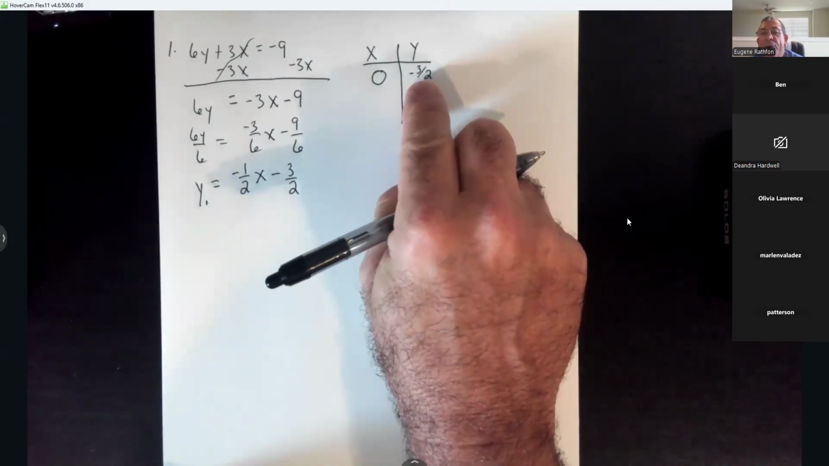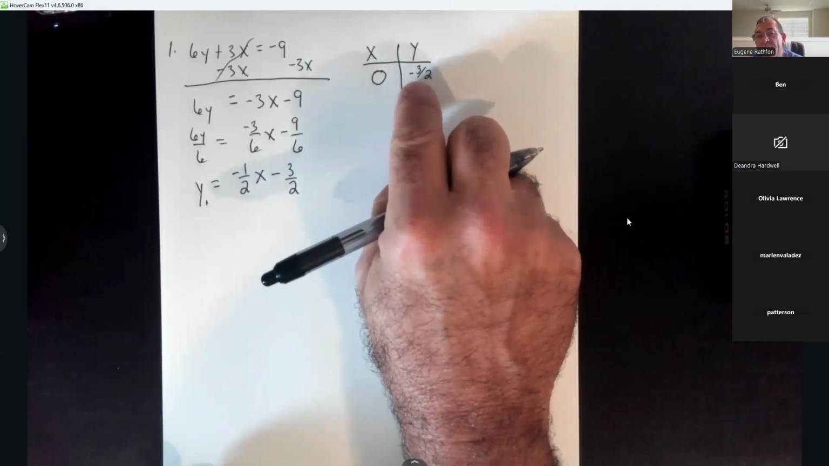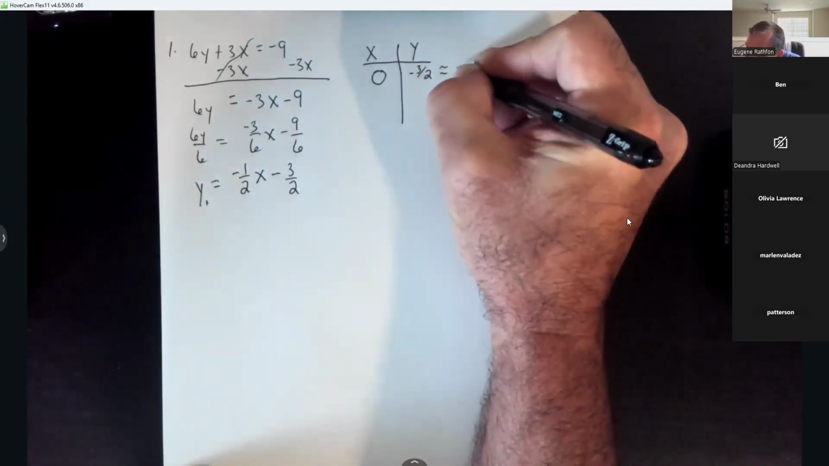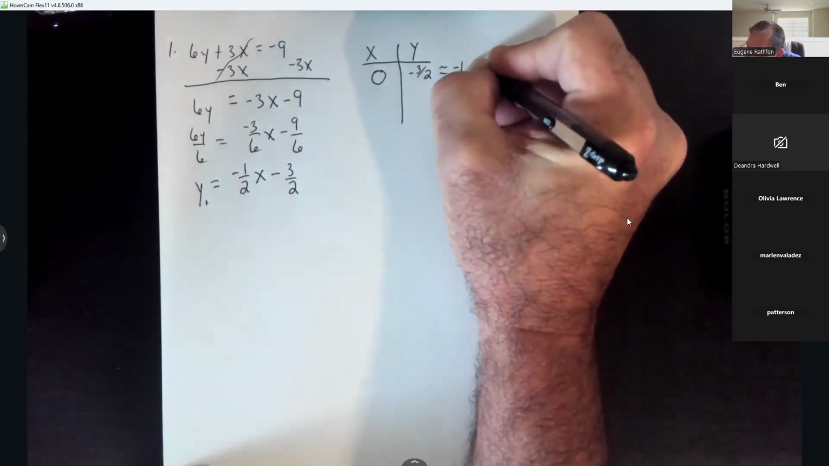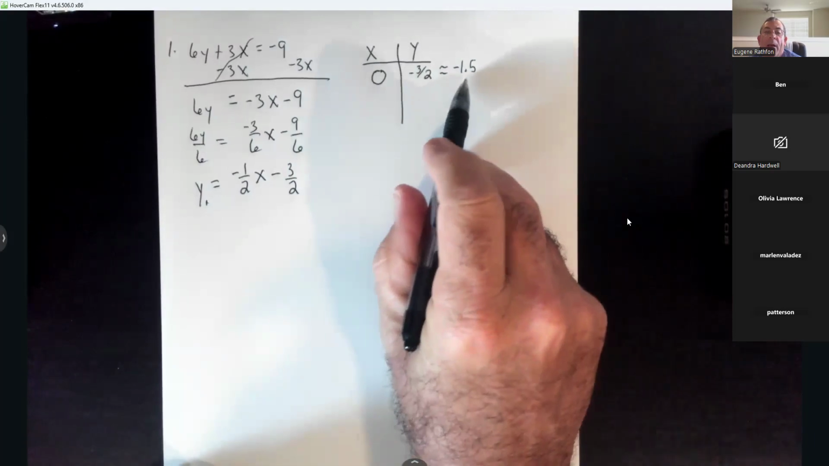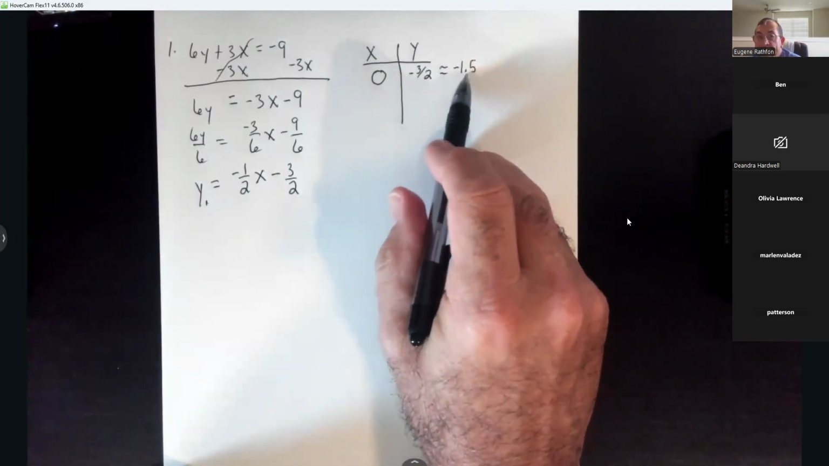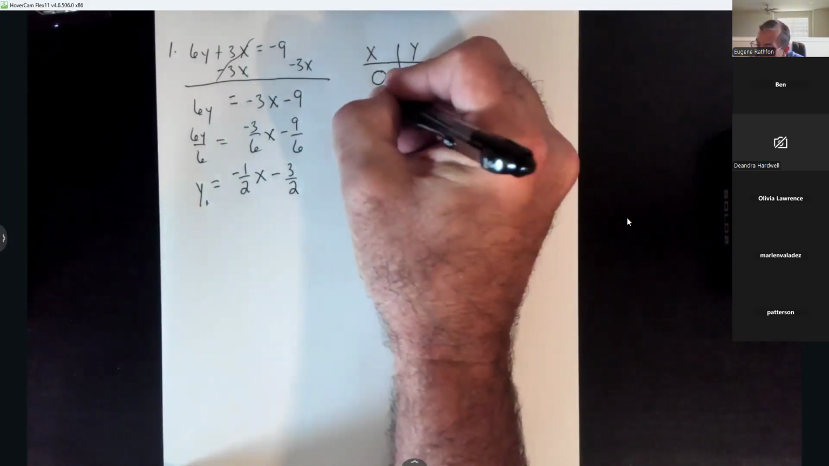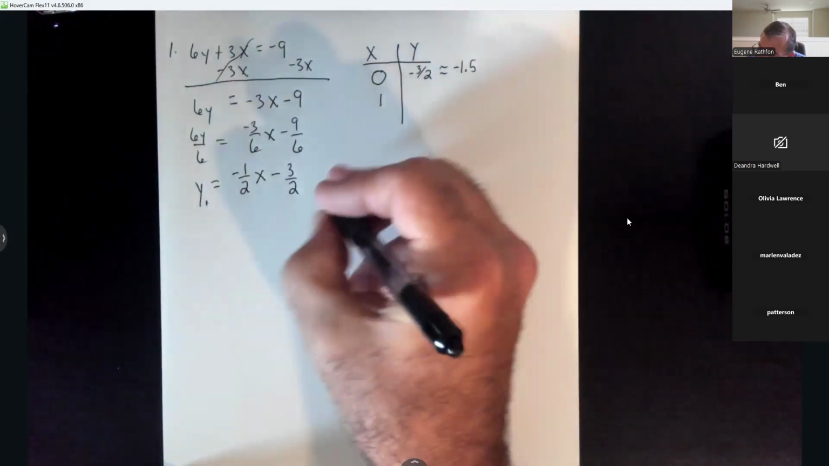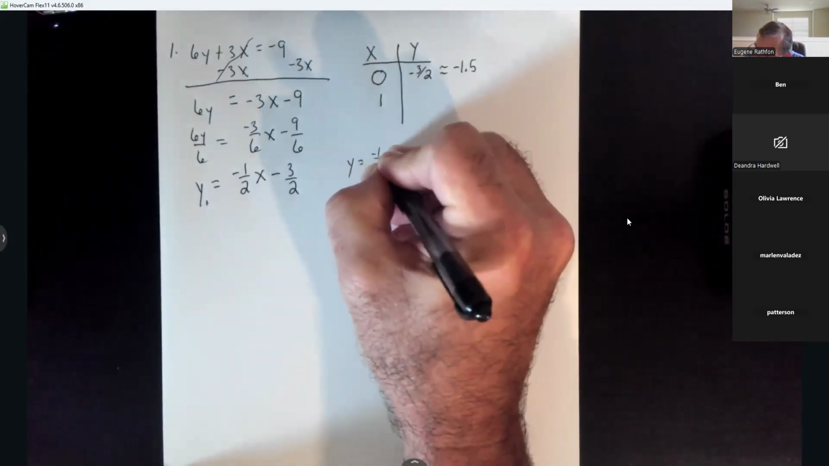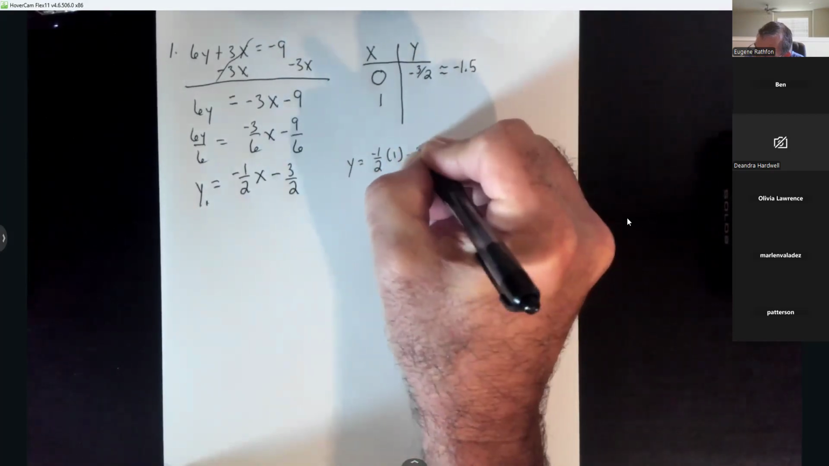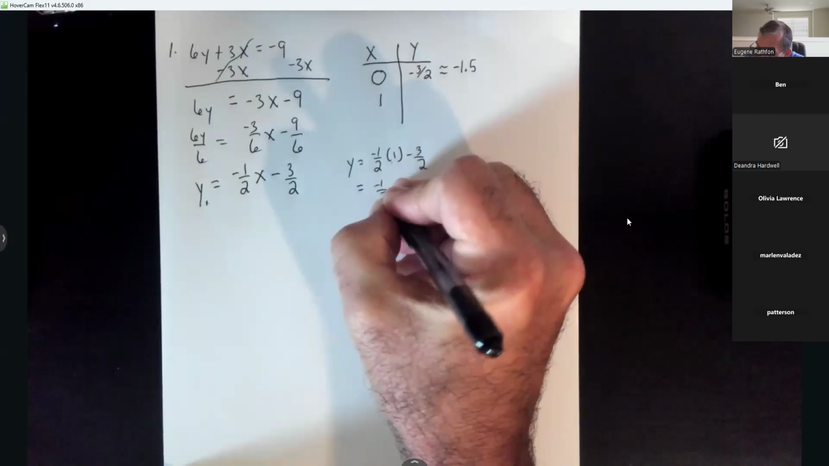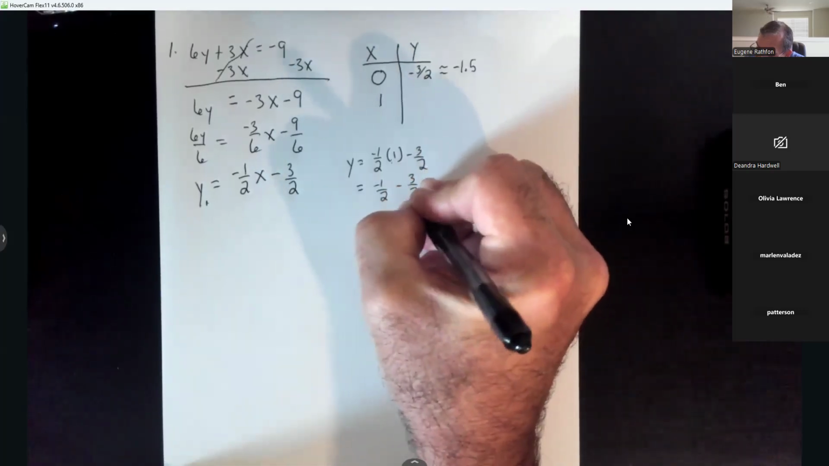Now, when you're graphing, if you want to turn that into a decimal, you could. That -3/2 is the same as a -1.5. So it might be easier to actually graph it as the decimal versus the fraction, okay? All right, so then I'm going to pick a 1 for my x. So let me see if I put a 1 in here. -1/2 times 1 is -1/2. Minus my 3/2.